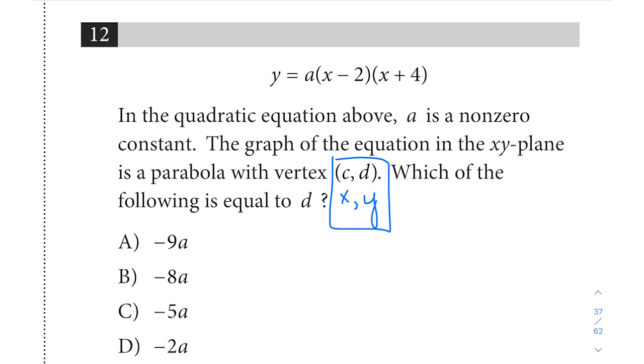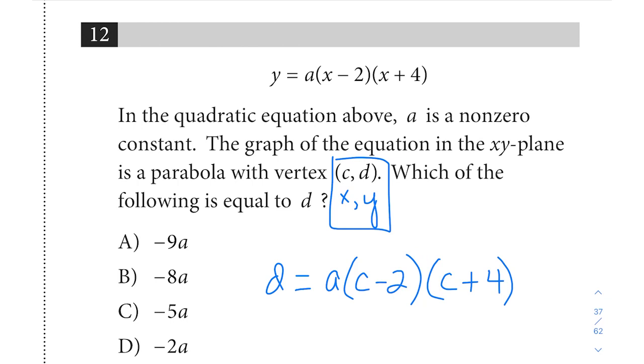We're going to plug c in place of x. We're going to plug in d in place of y. Let's see what that looks like after we do that. Then we would have d equals a times c minus 2, and then c plus 4. All right, so that would be what this looks like here if we just plug in these values. We're plugging c in place of x, and we're plugging d in place of y from this coordinate.